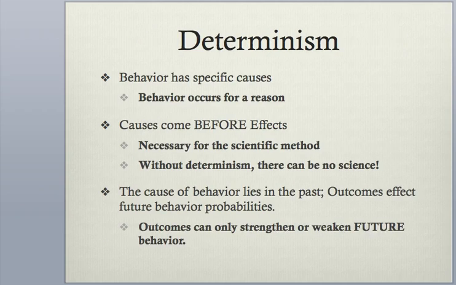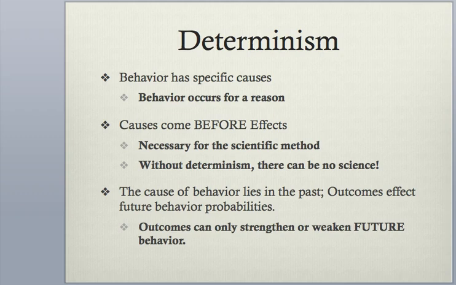So let's talk about determinism. Basically, determinism states that behavior has specific causes. Behavior happens for a reason, and causes come before effects. So when we talk about science, we talk about cause and effect, and the cause comes first and then the effect. That's really important for us in terms of the scientific method, because our goal is to manipulate what we think is the cause and see whether or not it has the desired effect. Without determinism, you can't have science. So we have to, as behavior modifiers, assume that the cause comes first.